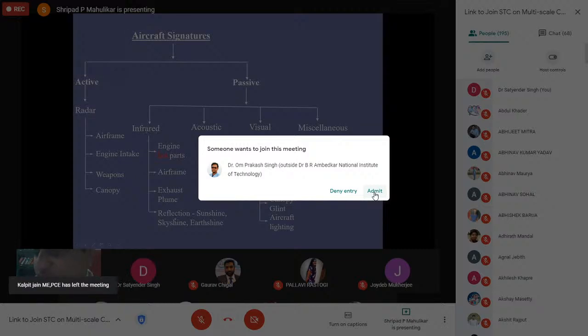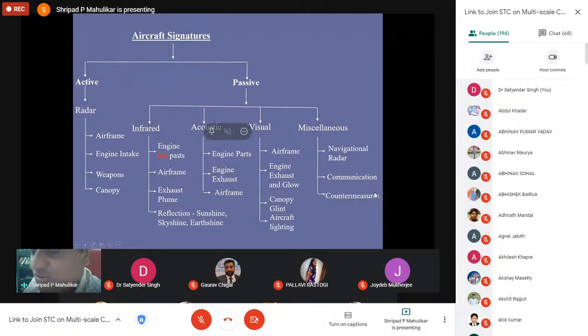And also the reflection of external sources has become an important source of infrared signature. So the reflection of the sunshine, earth shine, and the sky shine. And the best part of detecting the reflection of these external sources is that it is not necessary that any of these parts, whether it is the engine or the airframe, should be hot. So long as they have a reflectivity, the external sources' reflection becomes important.